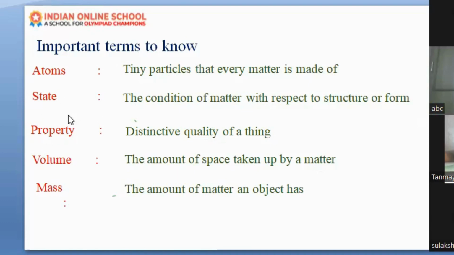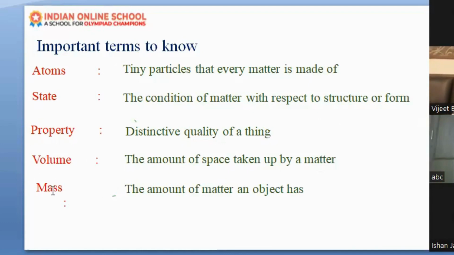Just now we read about the states of matter. How many states of matter are there? Yes. 3. What are they? Solid, liquid, and gas. Exactly. Good. Now the property we are going to read in detail in the further slide. The properties of the three states of matter. They all have different properties.